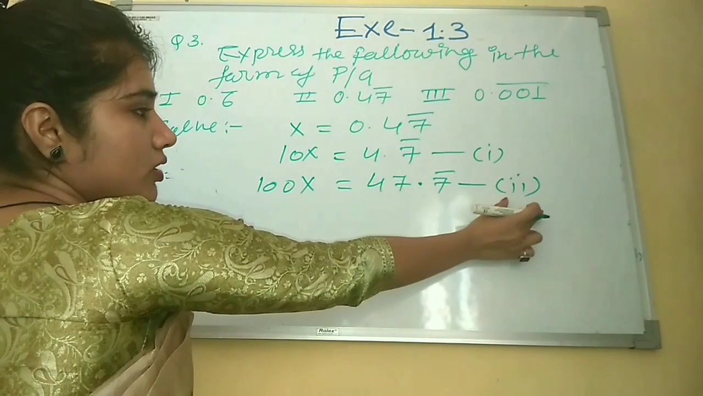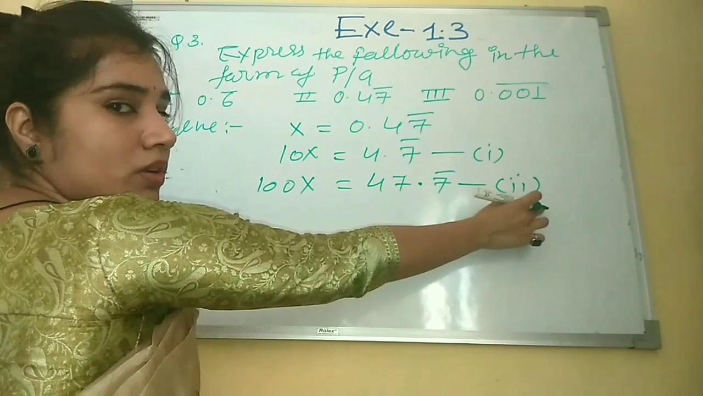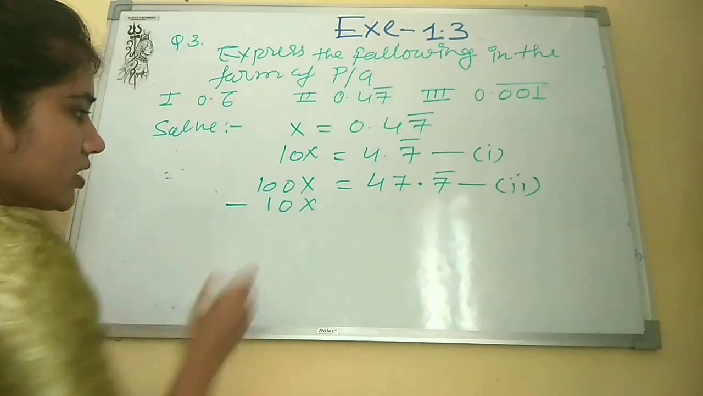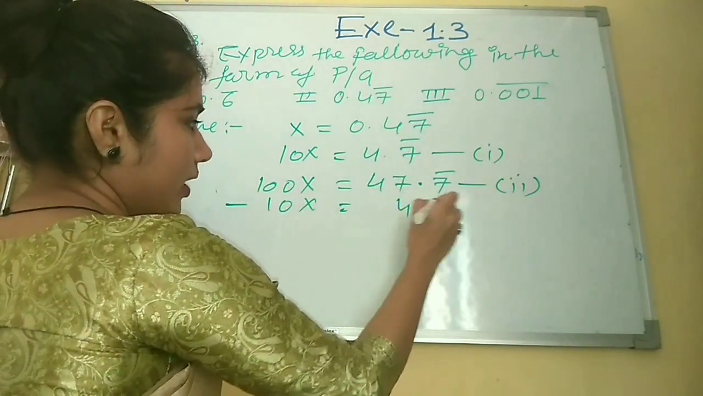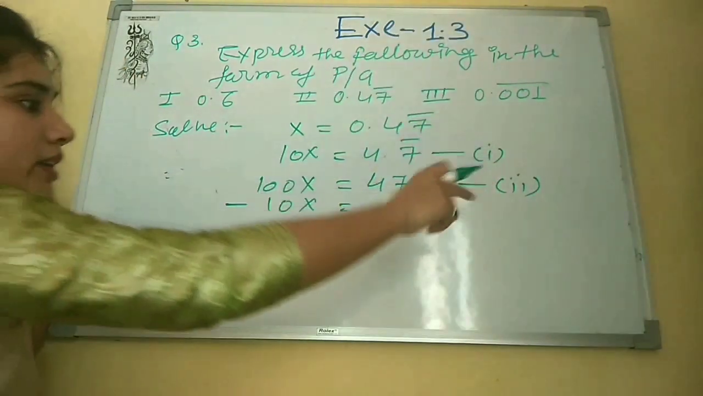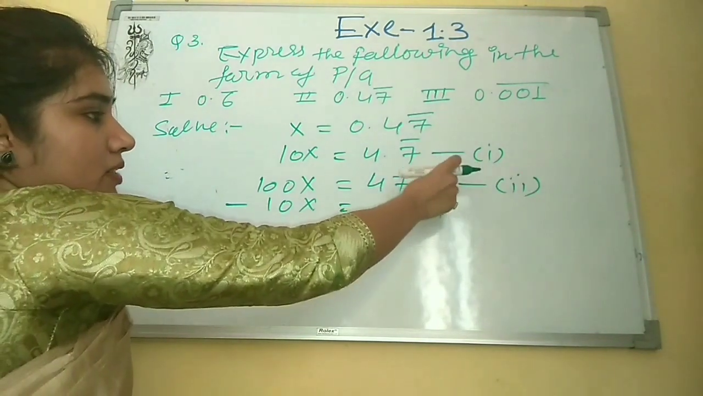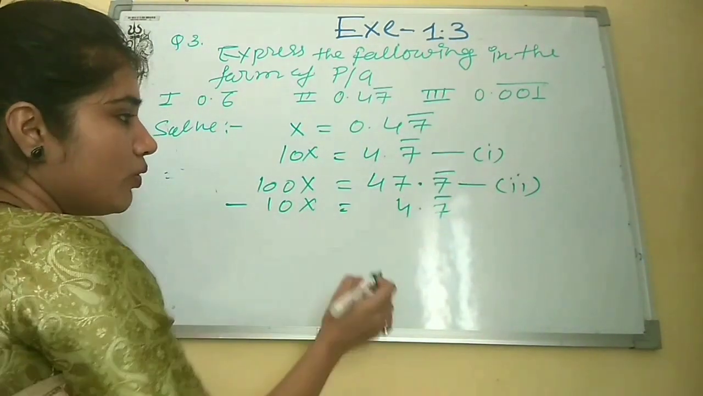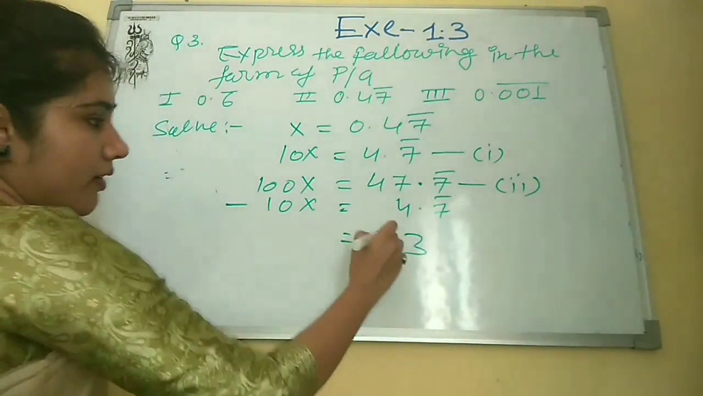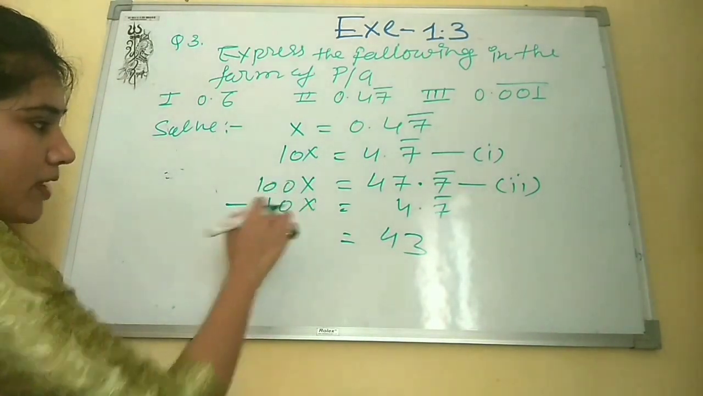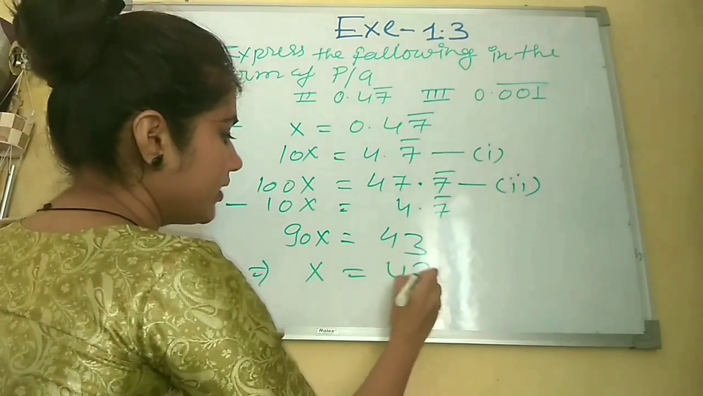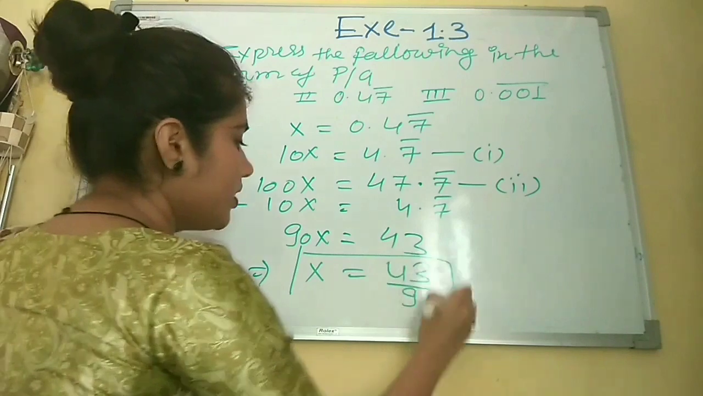Now we subtract equation number 1 from equation number 2. So simply we are subtracting 10x, which is 4.7 bar. This bar will be cancelled out because it is infinite times. So all the infinite 7s will be subtracted by this infinite 7s, so this will be 0. So what we will get, 47 minus 4, this is 43, and 100x minus 10x, 90x. So x will be 43 by 90. This will be the answer.